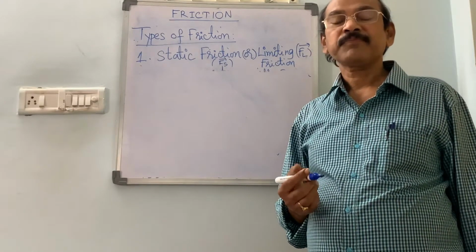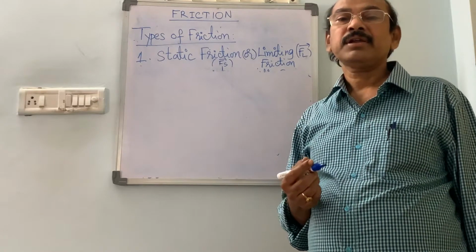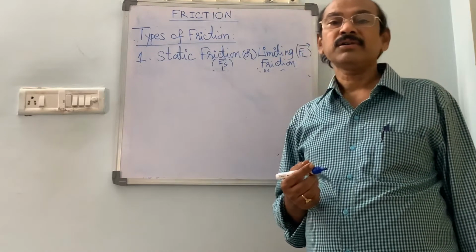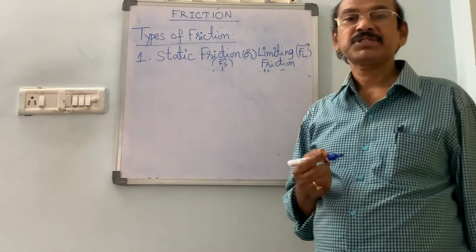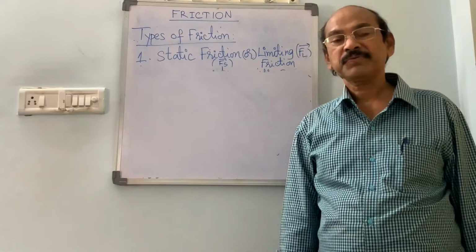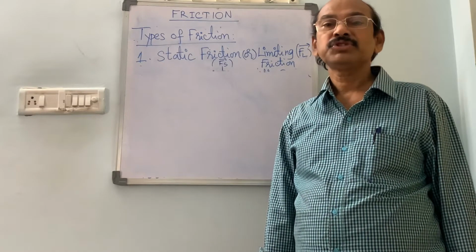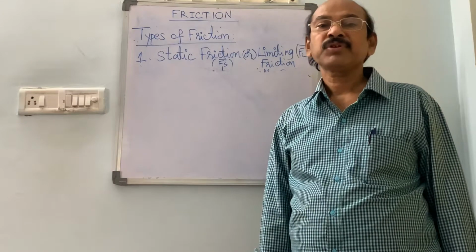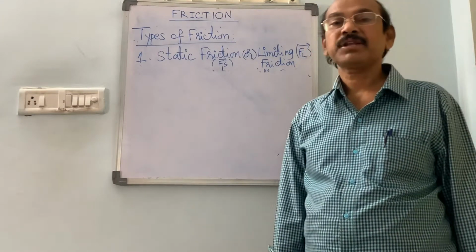Due to friction, wear and tear of the machinery parts is caused, and nearly 30% of electrical energy is wasted to overcome the friction. And due to friction, heat is produced between the rotatory parts of the machine, and wear and tear of the machinery parts is caused.